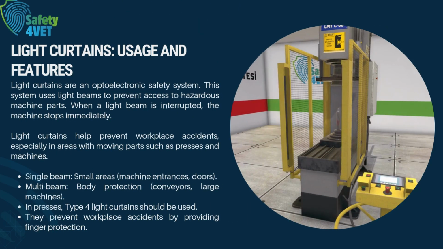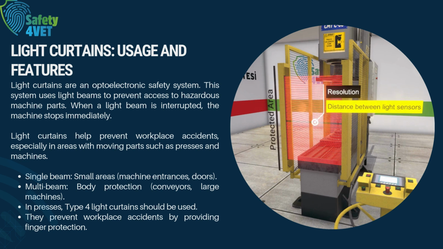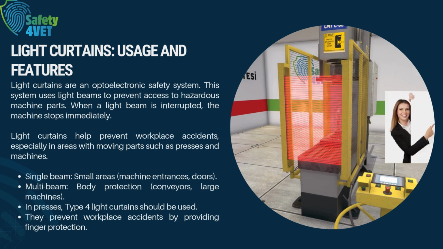The product loading and receiving process is done from the front of the press. A light curtain can be used as protective equipment to prevent access to the dangerous area during the operation of the press through this opening. In the selection of the light curtain, attention should be paid to parameters such as the height of the protection field of the light curtain, its resolution, and the operating distance. The light curtains used should be Type 4.